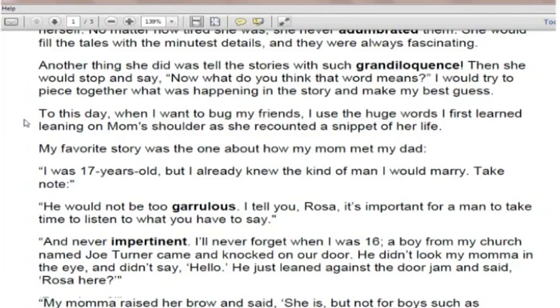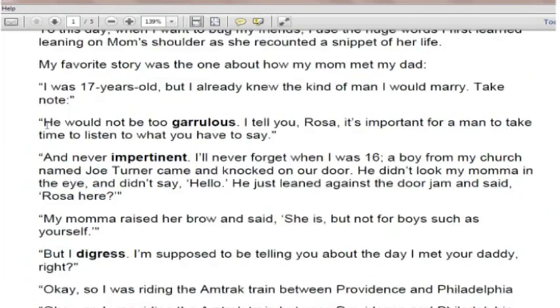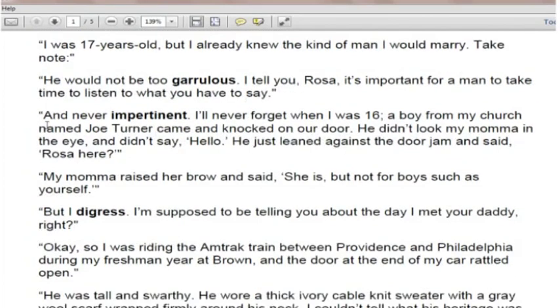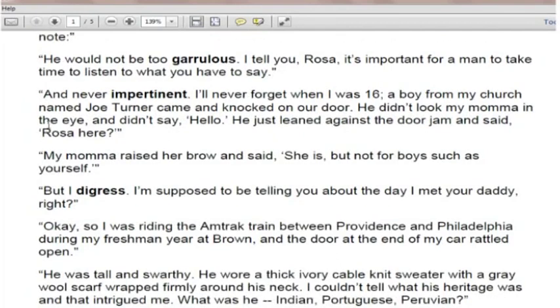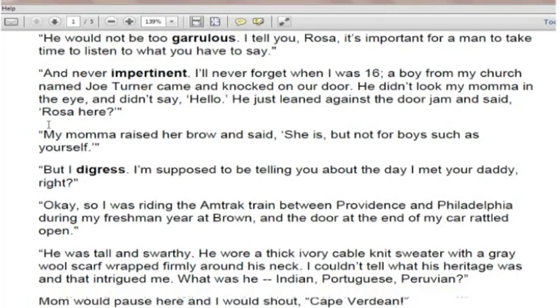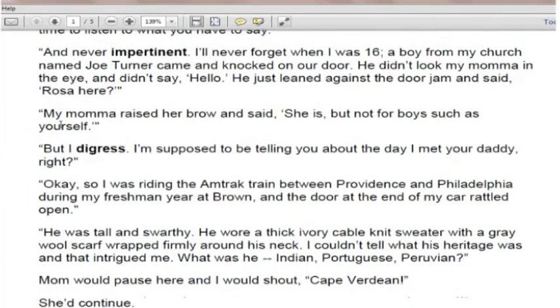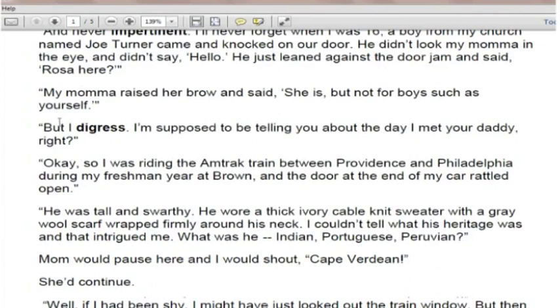A boy from my church named Joe Turner came and knocked on our door. He did not look my mama in the eye and didn't say hello. He just leaned against the door jamb and said, "Rosa, here." My mama raised her brow and said, "She is, but not for boys such as yourself." But I digress. I'm supposed to be telling you about the day I met your daddy, right?